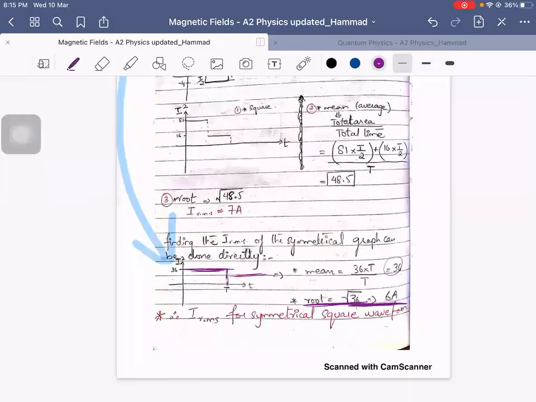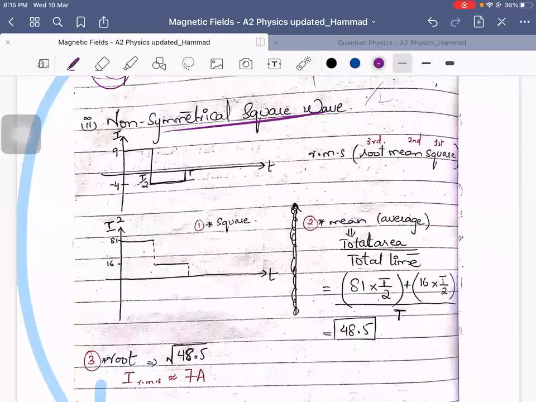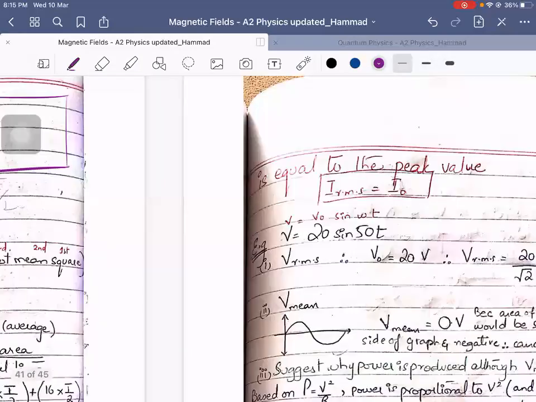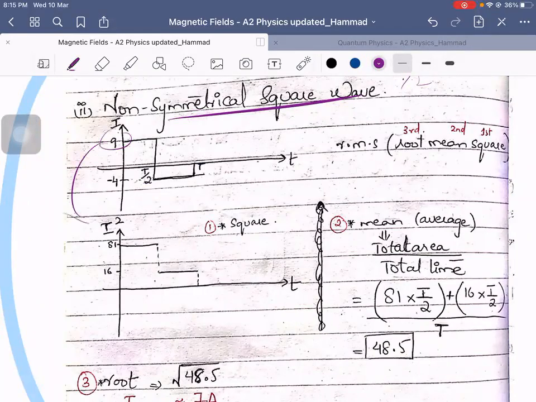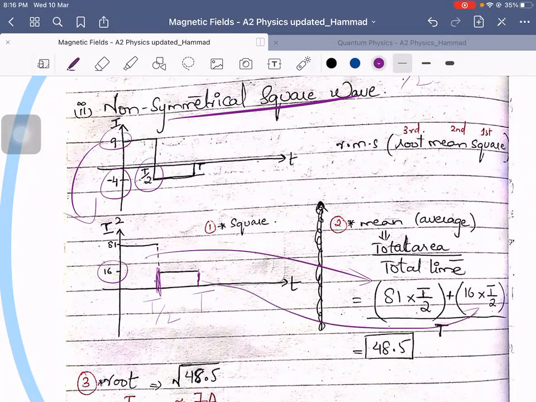If you were to get a value for a non-symmetric square wave, your graph is somewhat like this. You square this, and this becomes 81 for the T half part. This is T half. And minus 4, when squared, becomes 16 for the next T half part. So T half plus T half makes it T, right? 81 multiplied by T half and 16 multiplied by the next T half, divided by the total time, which is T, would give you 48.5.